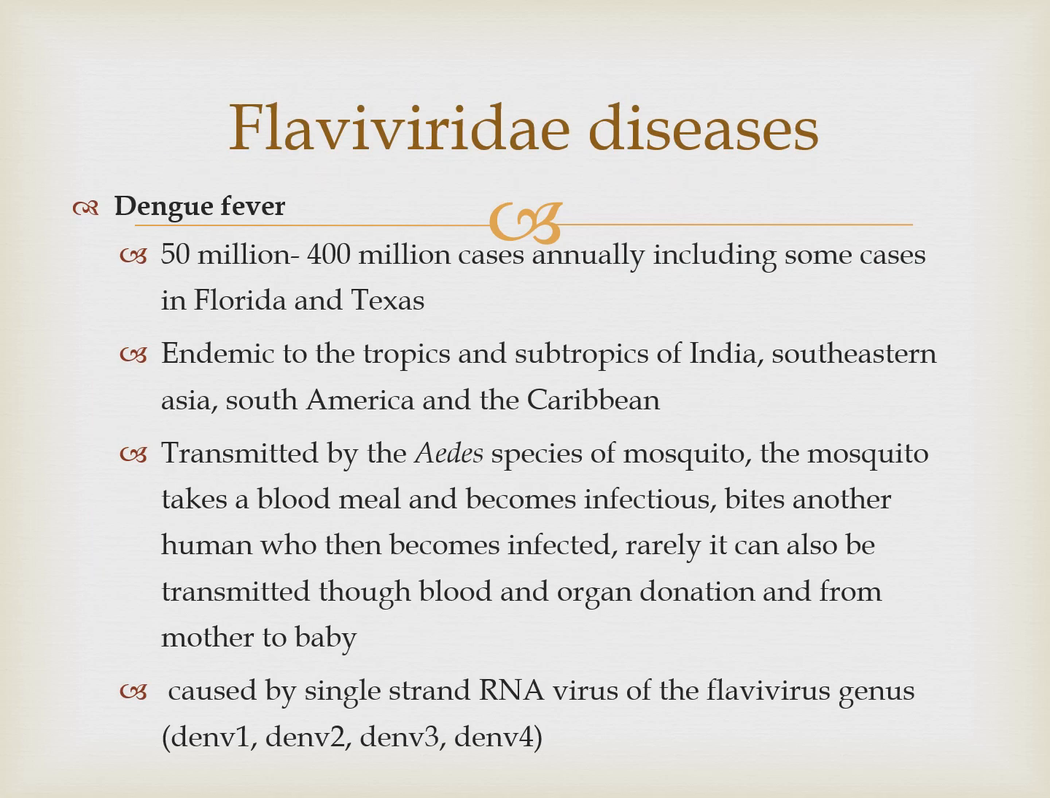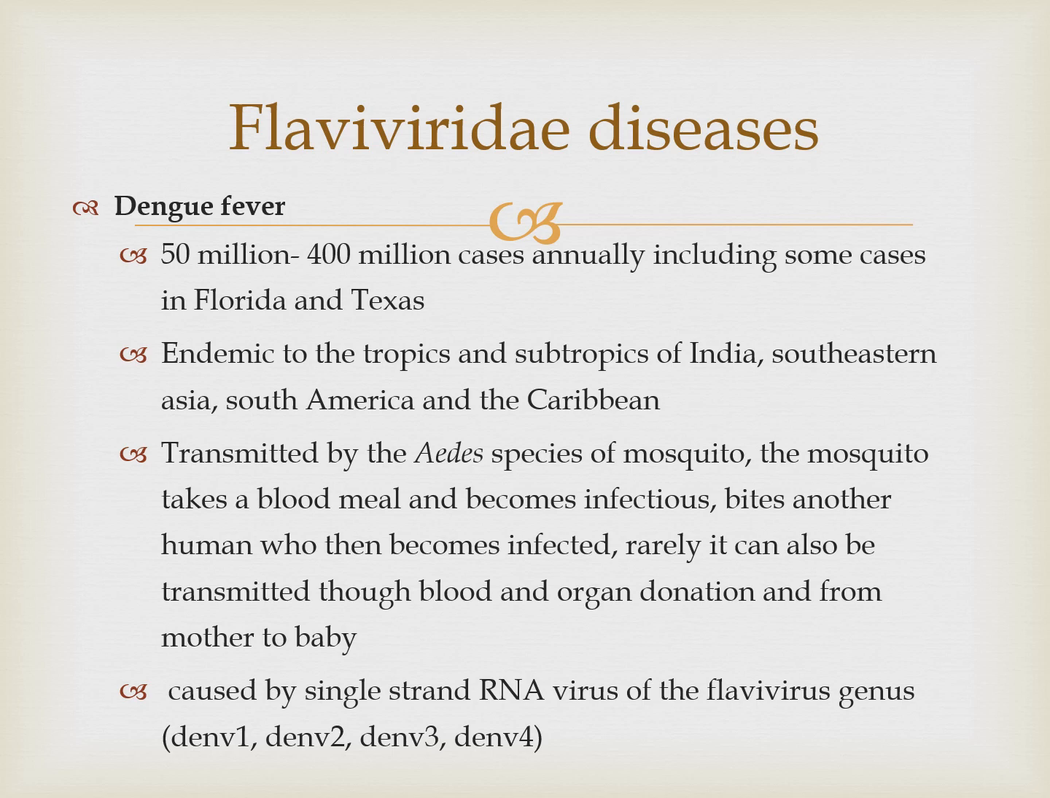Let's talk a little bit about dengue, which is another Flaviviridae disease. Dengue fever is something that is common in places like Puerto Rico, Dominican Republic, South America. There's usually approximately 50 to 400 million cases annually, and there are cases that have been reported in places in the United States like Florida and Texas. Like I said, it is endemic to the tropics and subtropics of South America, the Caribbean, India, Southeastern Asia. And this particular disease is spread by the Aedes species of mosquito.